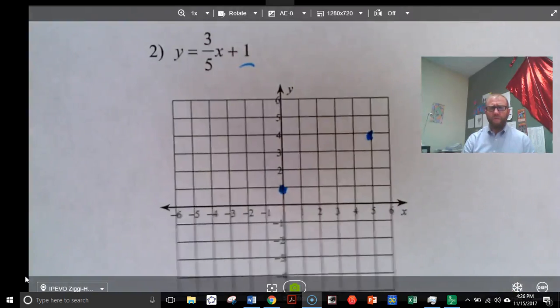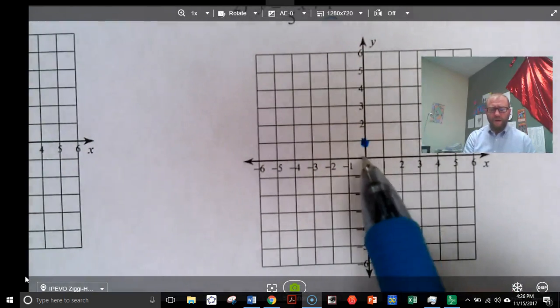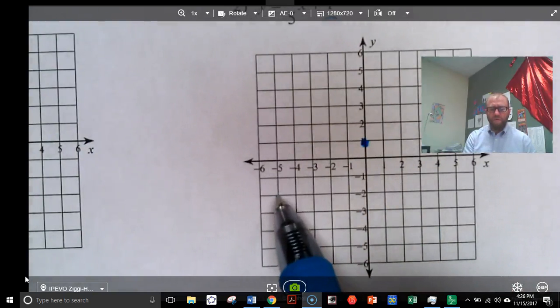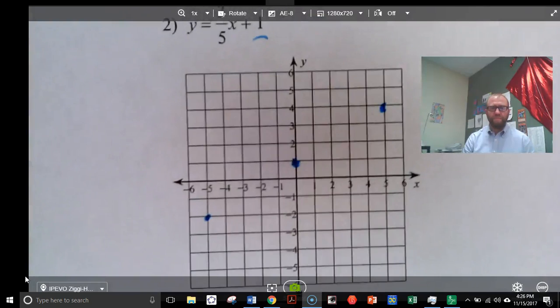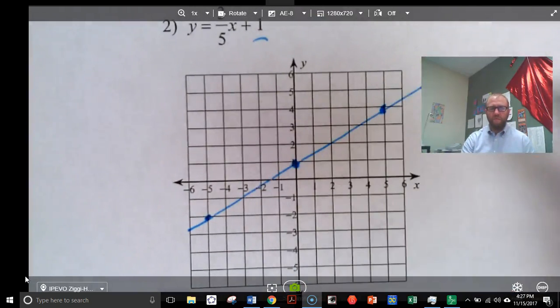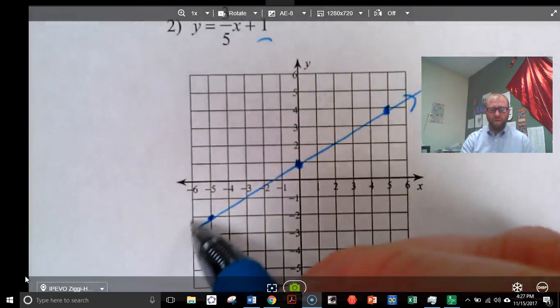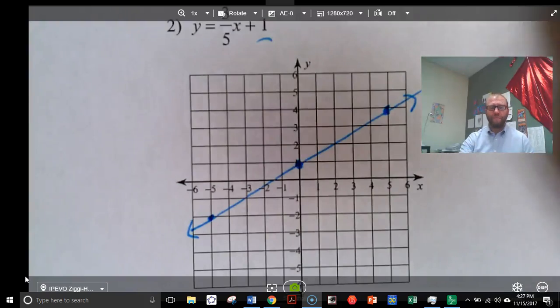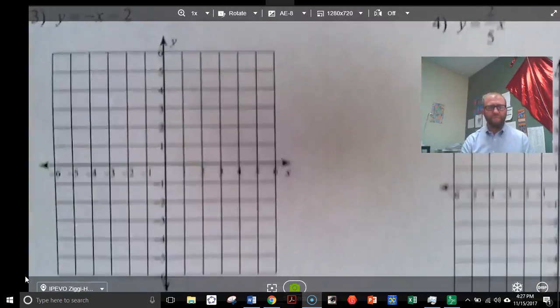And then going in reverse, we would go back 5, down 3, back 1, 2, 3, 4, 5, down 1, 2, 3. Right here. And then connect them with a nice smooth line. If you had a straight edge, you could do it real nice, but we don't, so it doesn't really matter. And we're done. Look at the next one.